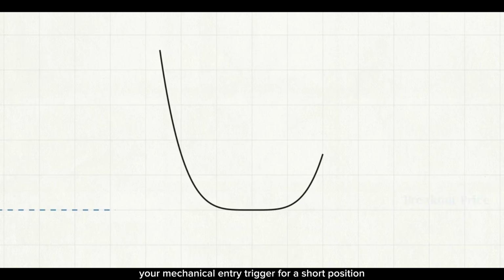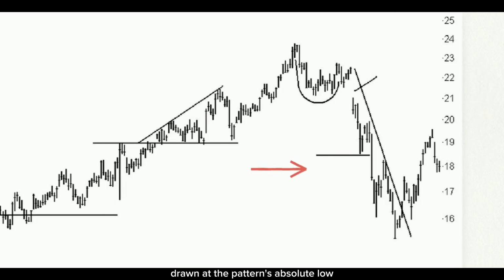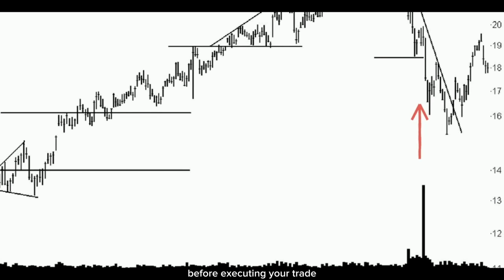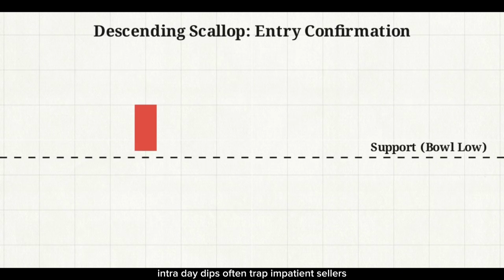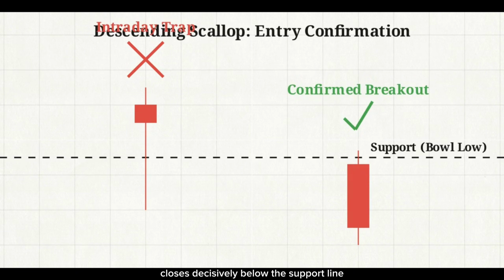Your mechanical entry trigger for a short position is a daily close below the lowest low of the pattern's bowl. This chart shows the breakout line drawn at the pattern's absolute low. You must wait for the daily candle to close before executing your trade, as intraday dips often reverse. Intraday dips often trap impatient sellers. The specific daily candle in the chart closes decisively below the support line, providing the confirmed entry signal.